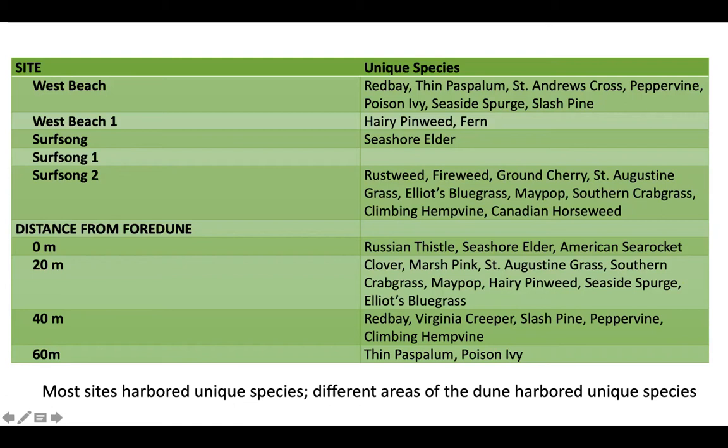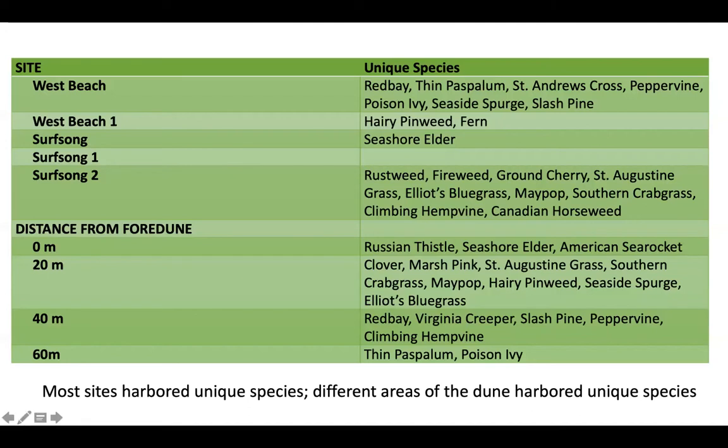So this is important because it tells us that even though the dune may look fairly homogeneous to a person passing by, that's not the case. Spatially, the dunes have different pockets of biodiversity that are unique depending on where you're at along the beachfront at Kiawah. The same is true when we talk about distance from foredunes. When you're right up on the beach, there are 3 species: American sea rocket, seashore elder, and Russian thistle. You only find those right out on the foredune in that very loose sand.